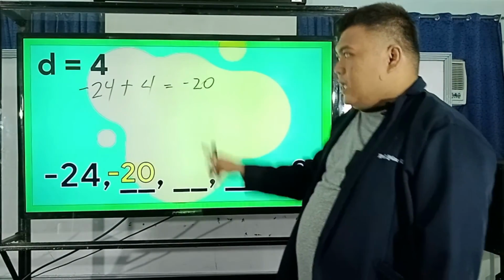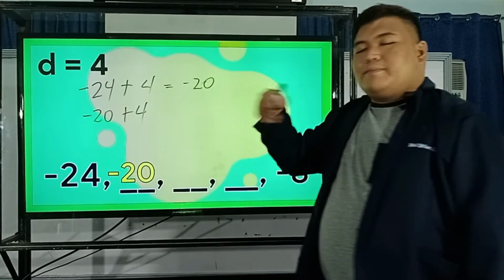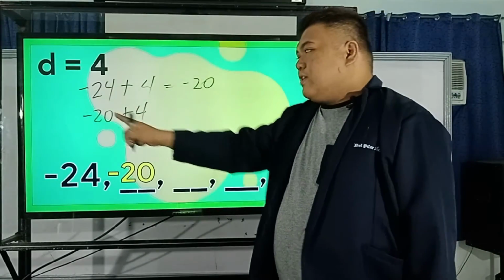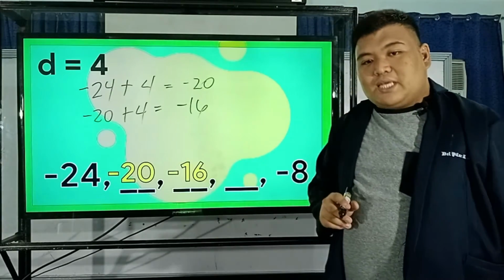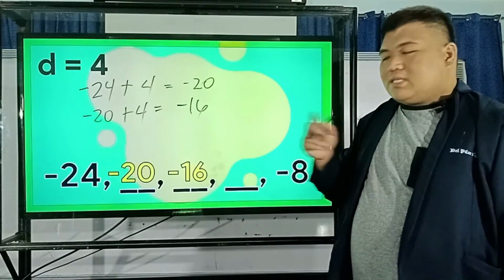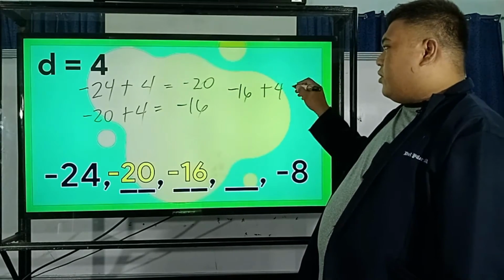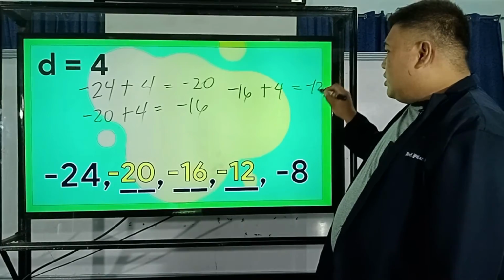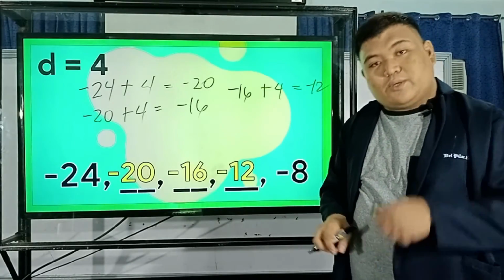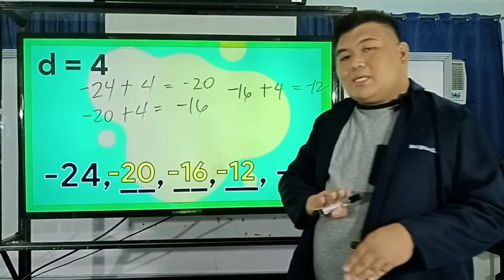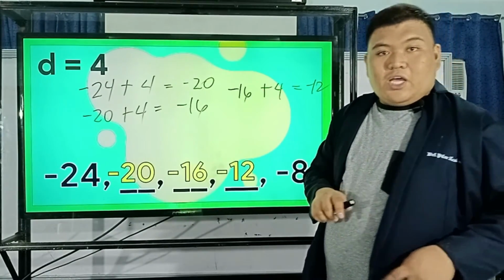Para makuha yung susunod ulit, mag-add ulit tayo ng positive 4. So negative 20 plus 4 is equal to negative 16. So therefore, negative 16 is the third term of the sequence. And for us to get the last term, we will have negative 16 plus 4, and that is equal to negative 12. So therefore, negative 12 is the fourth term of the sequence. So in this example, the three missing terms are negative 20, negative 16, and negative 12.